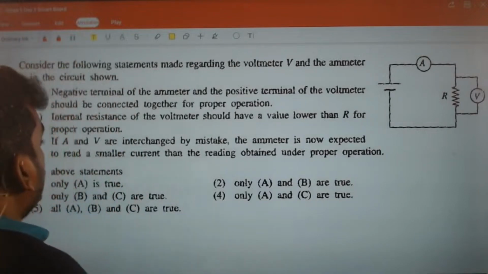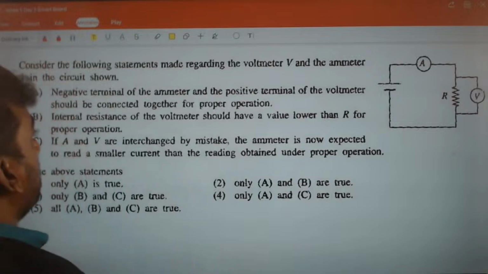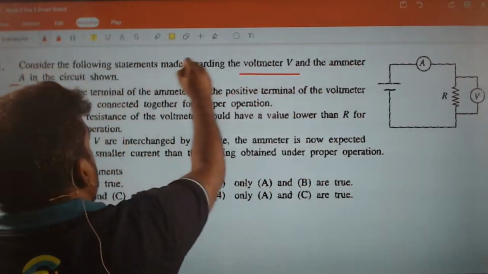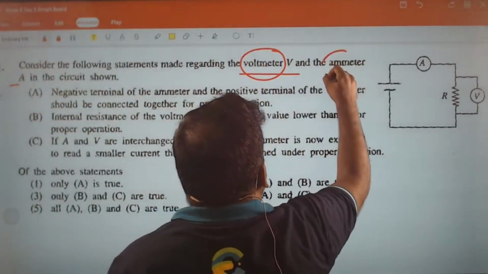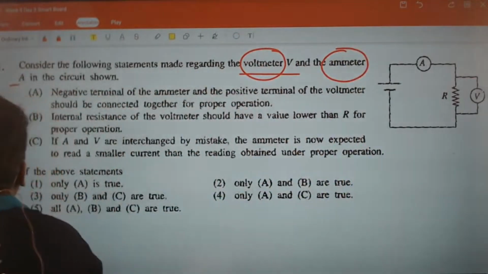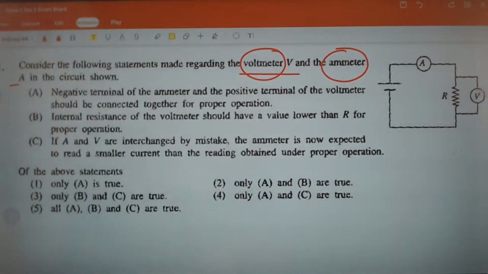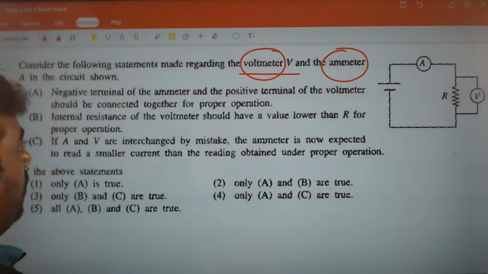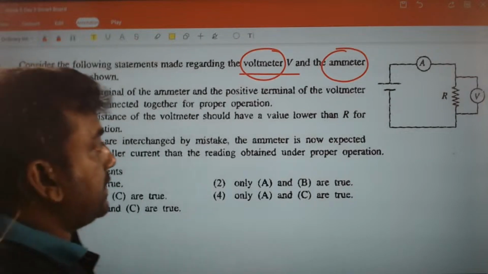Consider the following statements made regarding the voltmeter and ammeter. So we are talking about the voltmeter and the ammeter in a circuit. A negative terminal of the ammeter and the positive terminal of the voltmeter should be connected together for proper operation. Negative terminal and positive terminal should be connected. Right. Let's see.